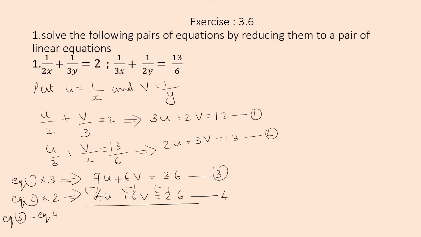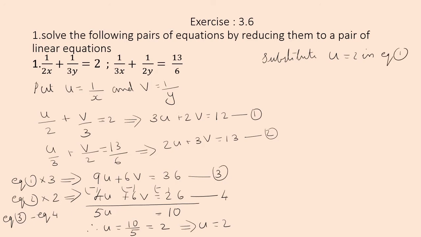9u minus 4u, that is 5u. 6v minus 6v, that is 0. 36 minus 26, that is 10. Therefore, u equal to 10 upon 5, that is equal to 2. That is, u equal to 2. Now substitute u equal to 2 in equation number 1.